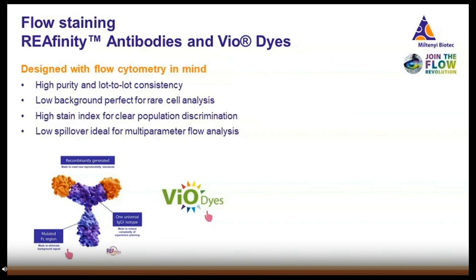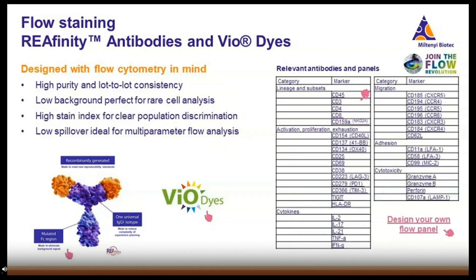Our VIO dyes, on the other hand, are our own fluorescent dyes. And I have to say they work really well in conjunction with the REAffinity antibodies. They have a very high stain index and also low spillover, which make them a really good tool for the clear discrimination of these very rare cells, especially when you have a high background. And here we just listed several REAffinity antibodies that could be of interest when analyzing antigen and virus-specific T cells.